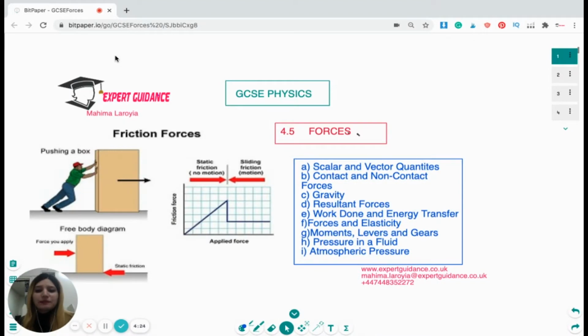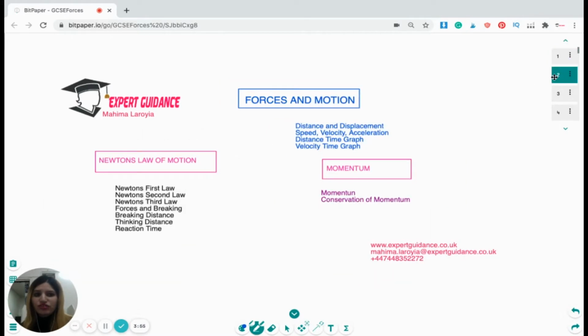So let's begin. Now in this unit, we'll be covering the topic of forces in motion, and we'll be covering what are scalars and vector quantities, what are the contact and non-contact forces, what is gravity, what are resultant forces, how do we work out the resultant forces, the concept of work done and energy transfer, forces and elasticity, moments, levers and gears, pressure in a fluid, atmospheric pressure.